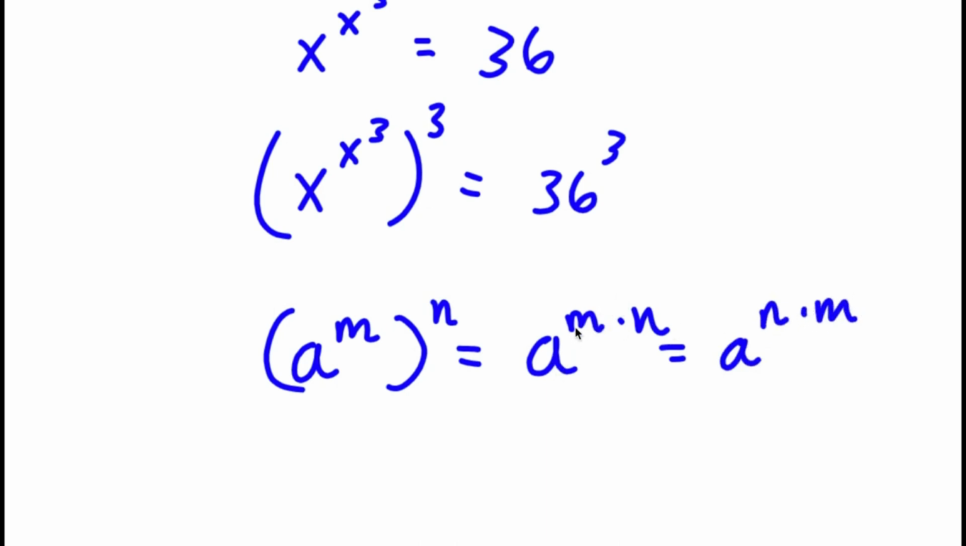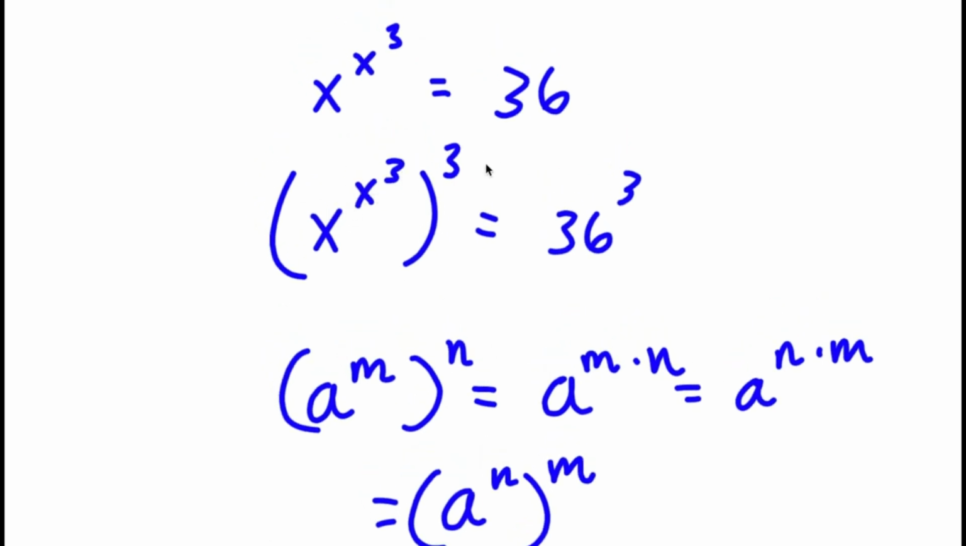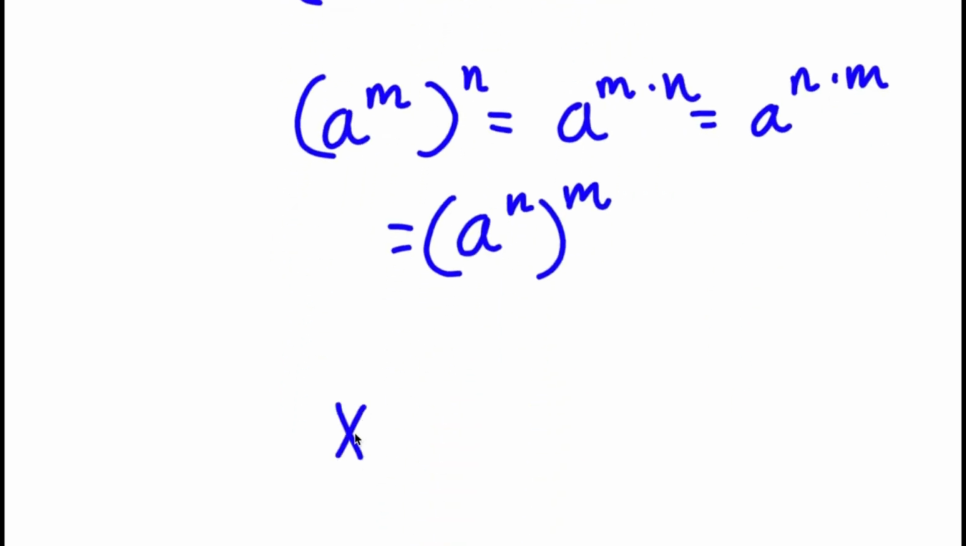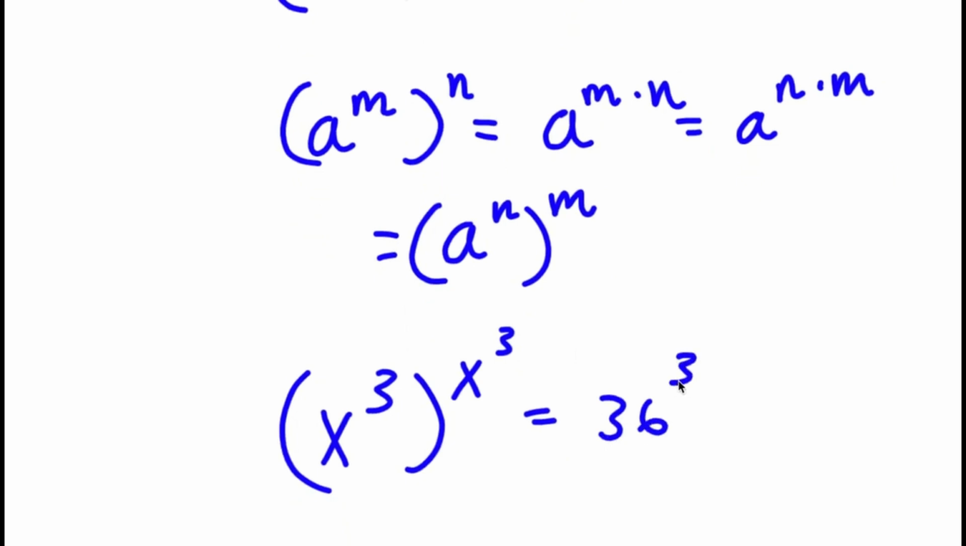And if I can write a to the power of m times n as a to the power of m to the power of n, then this means that I can write a to the power of n times m as a to the power of n to the power of m. So in this case, I have x to the power of x to the power of 3 to the power of 3, and we can think of x to the power of 3 as m and 3 as n. So if I switch these two places, I get x to the power of 3 to the power of x to the power of 3 is equal to 36 to the power of 3.